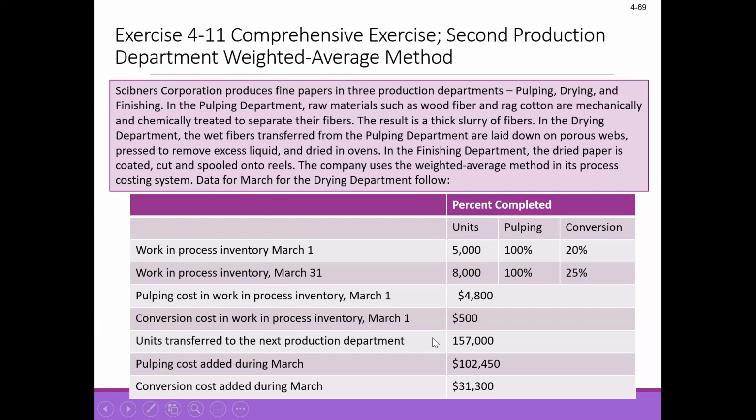The units transferred to the next department were 157,000 units. And then adding pulping costs, 102,450, and conversion cost of 31,300. So that's the information we need.